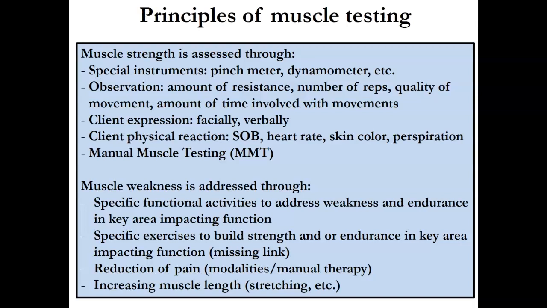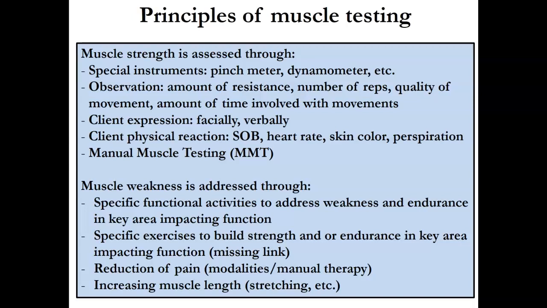And of course, there's the manual muscle testing. How do we address that weakness? We found out that they're weak and it's impacting their ability to do a particular task. How do we do it? OTs try to do functional activities. We do exercises, but that's not the first choice.